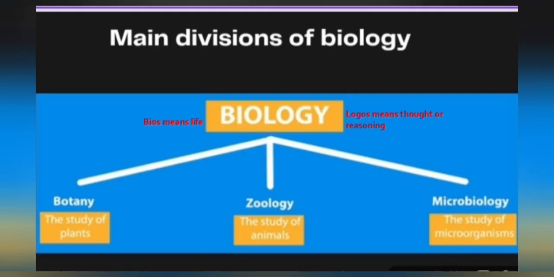Okay, now coming to our main question, which is divisions of biology. Broadly, biology is classified into three main categories. The first one is botany, which is the study of plants; zoology, which is the study of animals; and microbiology, as the name suggests, the study of microbes or microorganisms.